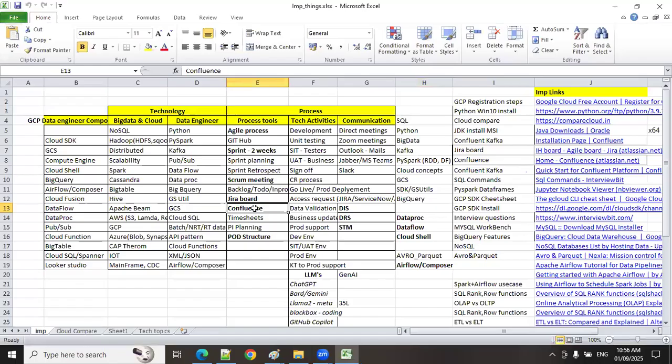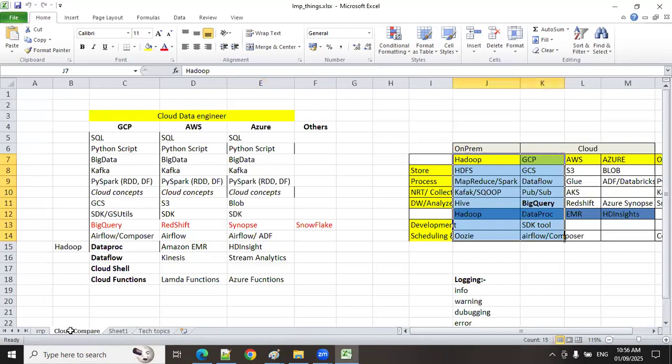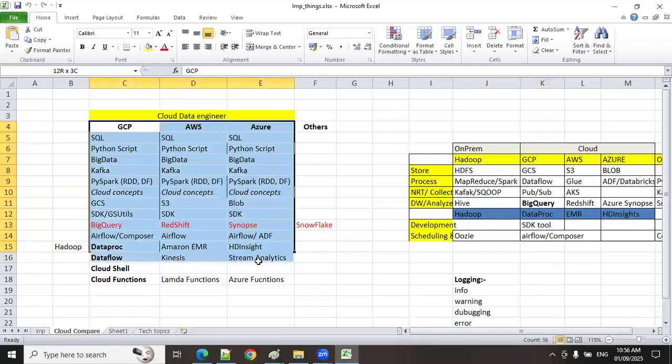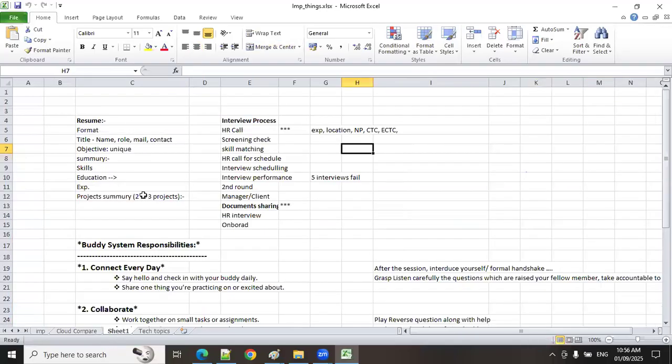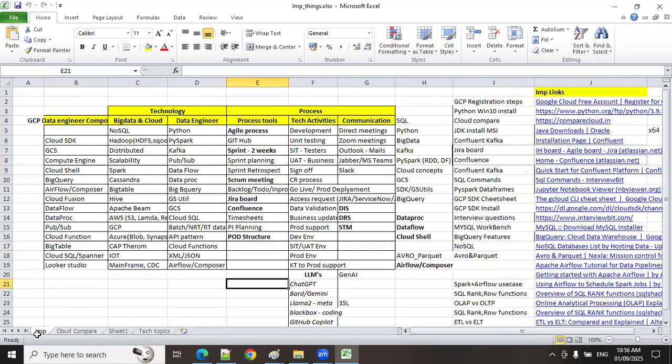This is the file. So I request now, and in the future also, please use this file every day, 10 minutes, till you get the job. Every day look at the Excel sheet for 10 minutes. It has cloud comparisons, GCP, AWS, Azure, and on-prem versus cloud. Here there are resume related and interview related things, a lot of things are there. Okay, first try to understand this terminology.